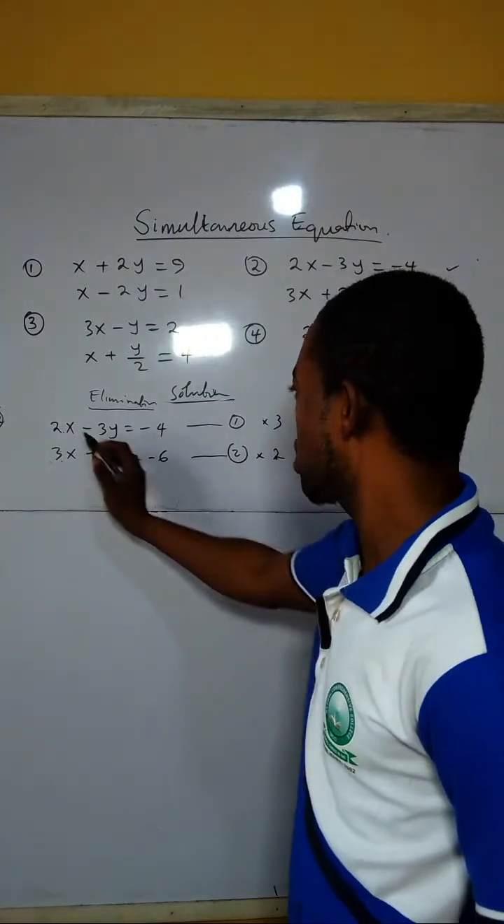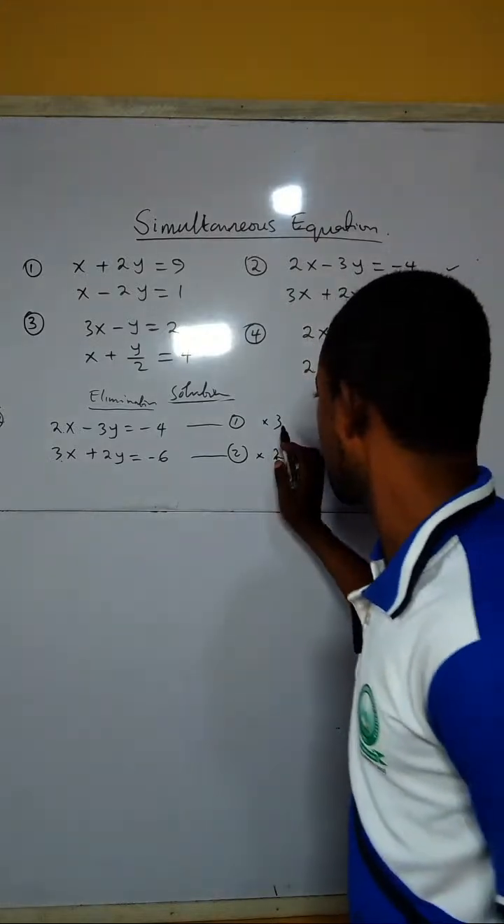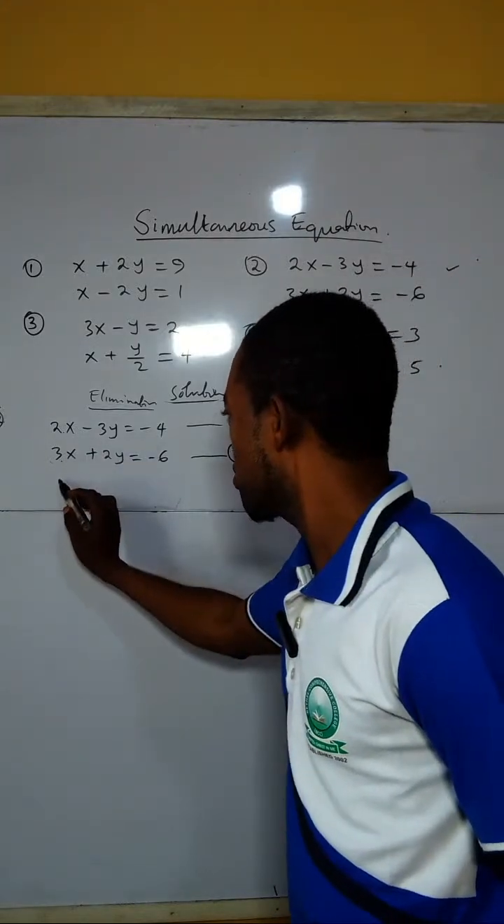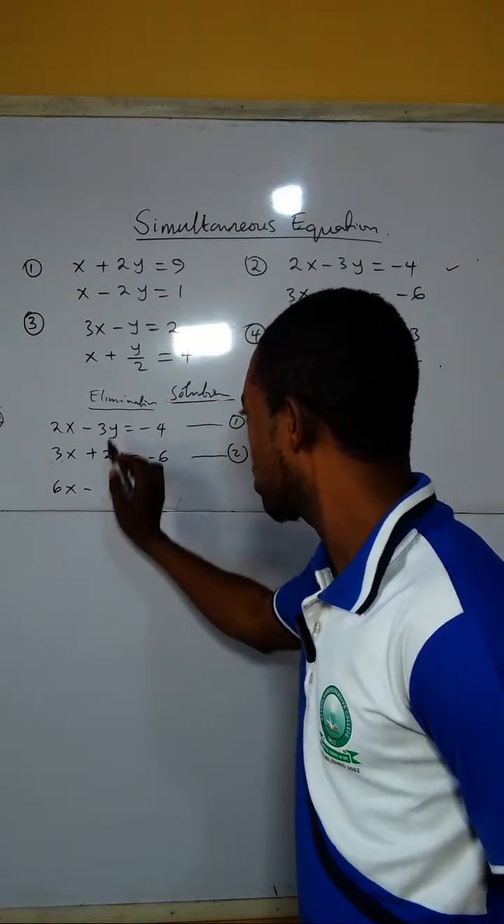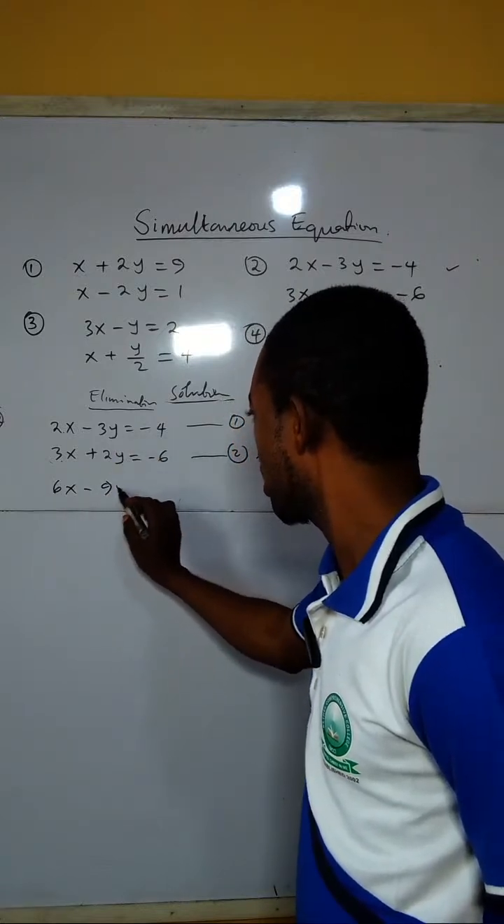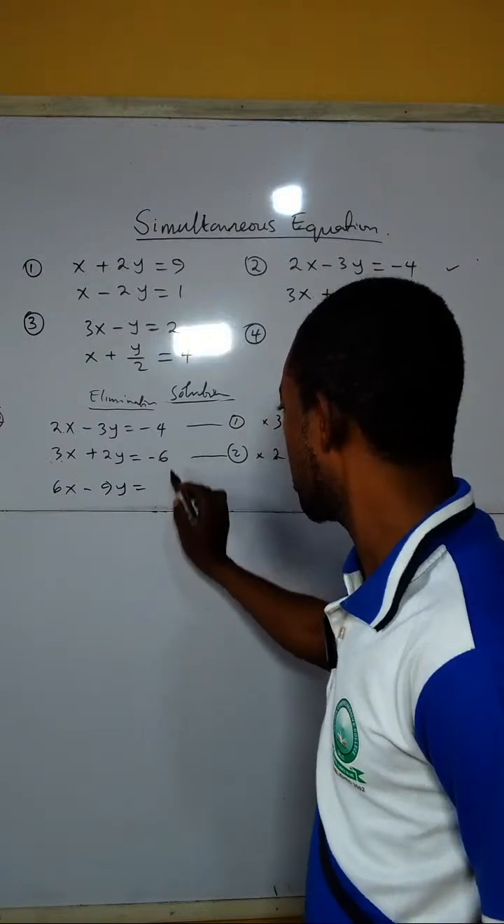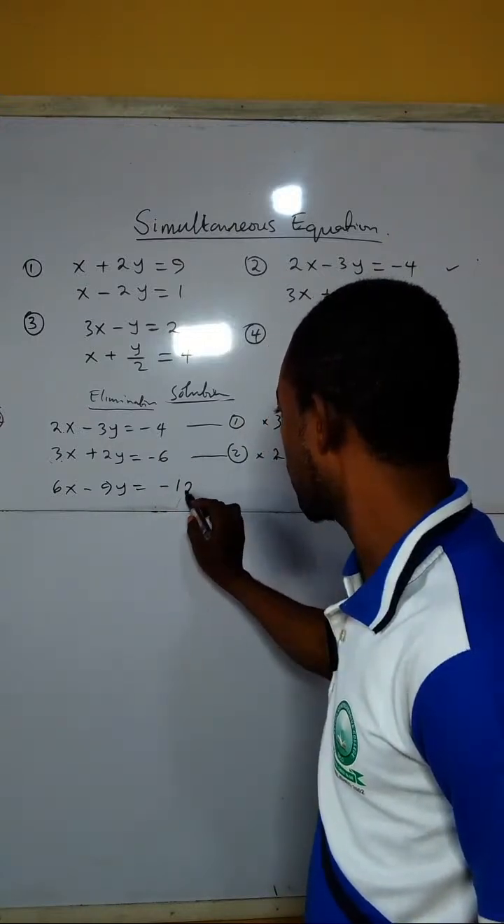That is, equation 1 times 3. That means we have 3 times 2x, that's 6x. Then minus 3 times 3y, that's 9y. Then equals 3 times minus 4, that gives us minus 12.